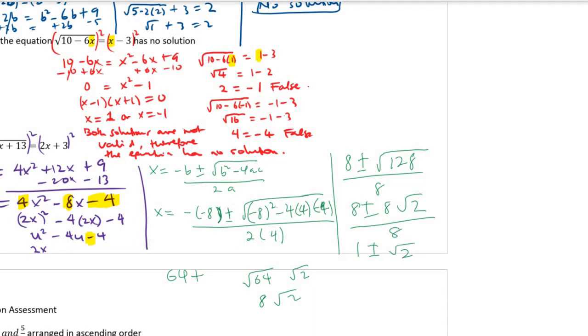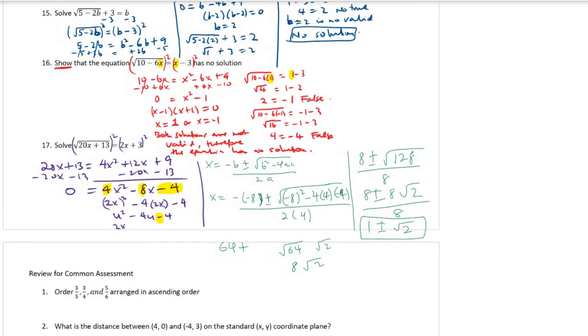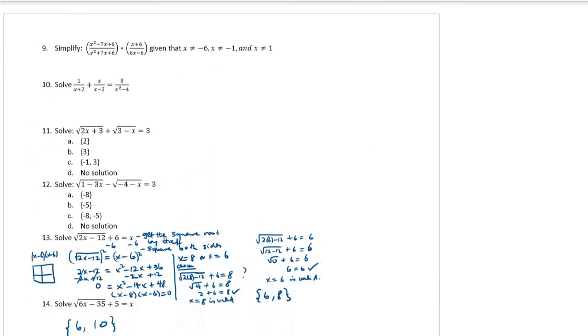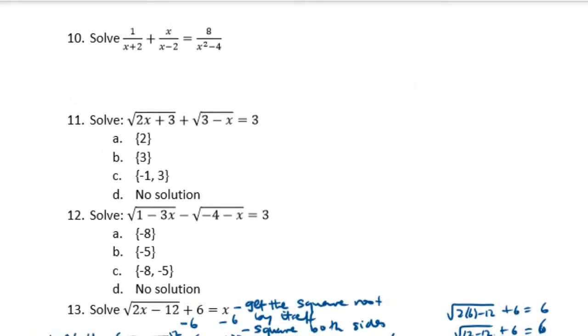All right, so this is the answer to the problem: 1 plus or minus the square root of 2. That's a lot of work, but that's the answer. We cannot factor it. We have to use the quadratic formula, okay? All right, let's go back to number 11 now.